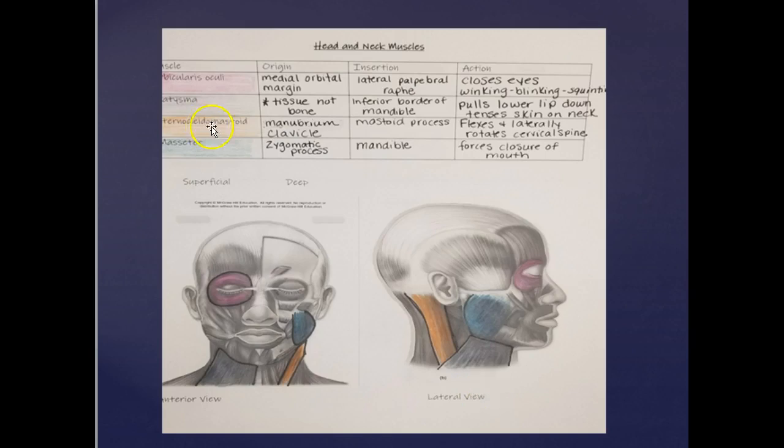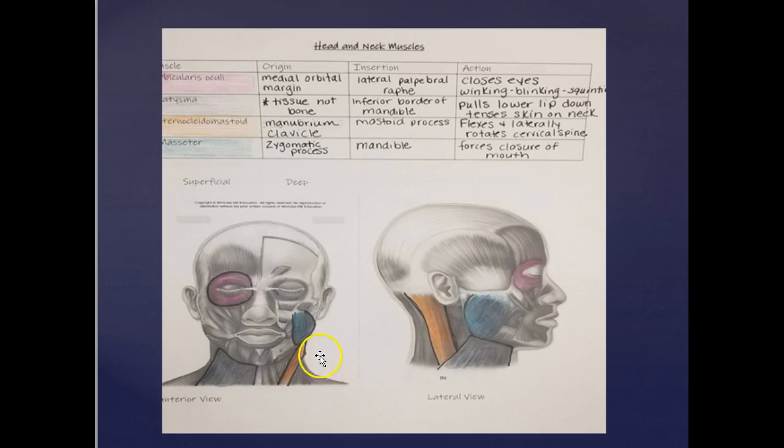Next is the sternocleidomastoid. This is going to be the muscle in orange. Here's the lateral view. Here's the anterior view. So it starts at the back, posterior, and moves towards the anterior of the neck. It's going to attach itself on your clavicle and your manubrium, and it's going to move the mastoid process of the skull. Its job is it flexes and then it laterally rotates your cervical spine area, your cervical vertebrae.